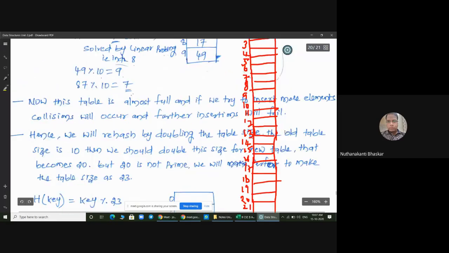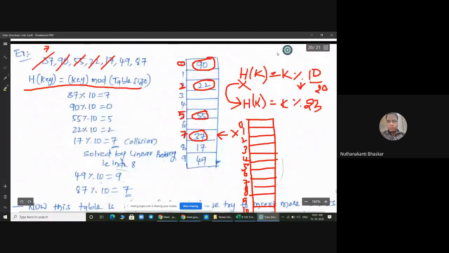Now resize the hash table. Now tell me, again we have to insert it. Now tell me what is the hash value of 37 now? 37 modulus 23. Then tell me what is the hash value? It will generate.